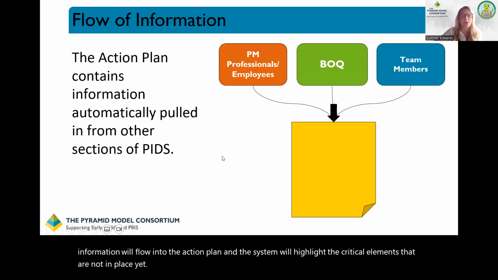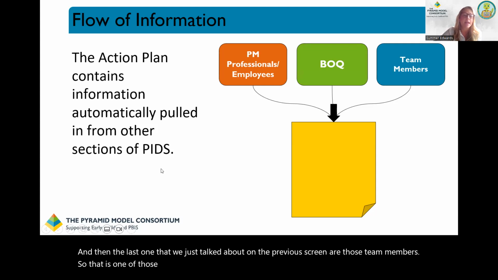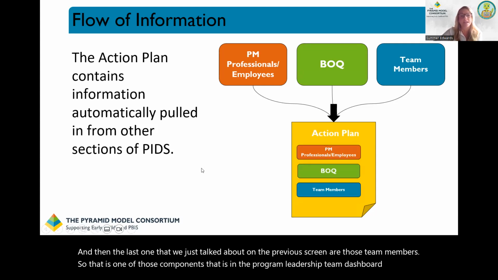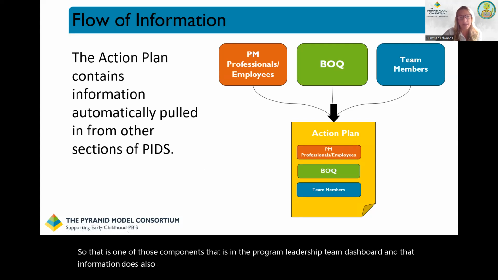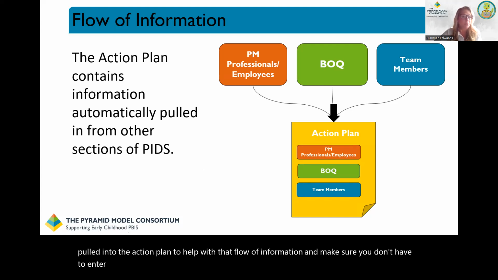And the last one, which we just talked about on the previous screen, is the team members. That is one of those components in the program leadership team dashboard, and that information also flows into the action plan. So all of these pieces are being pulled into the action plan to help with that flow of information and make sure you don't have to enter things in multiple places, and it also puts pertinent information present and visible on the action plan itself.